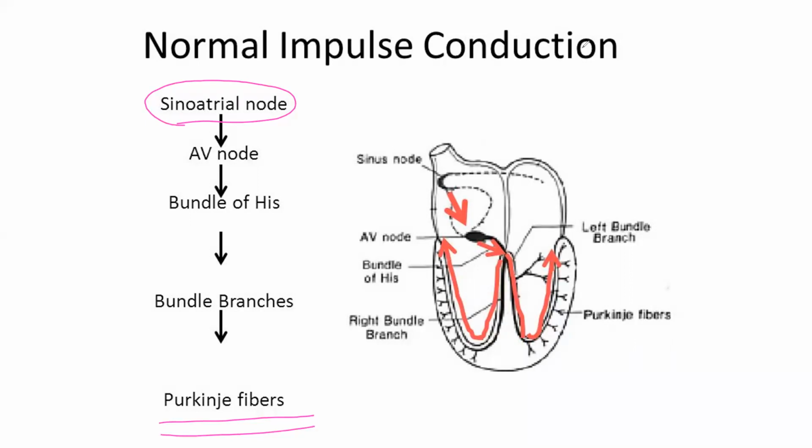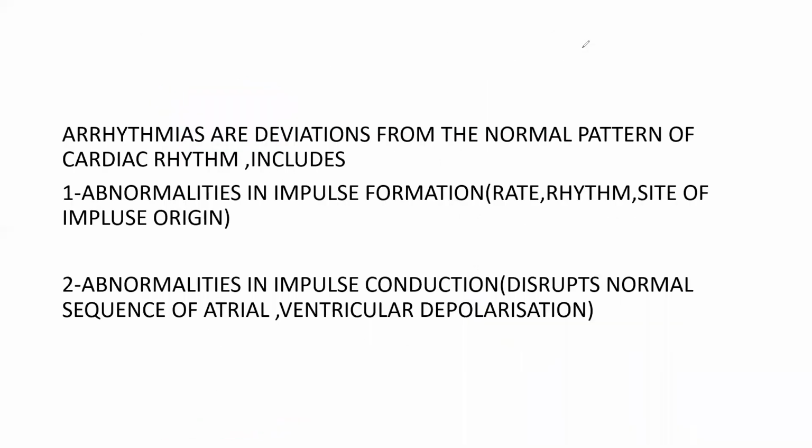So what is the definition of arrhythmias? Arrhythmias are deviations from the normal pattern of cardiac rhythm, which includes abnormalities in impulse formation and abnormalities in impulse conduction. So there are abnormalities in both formation as well as conduction. So that is for the arrhythmias.